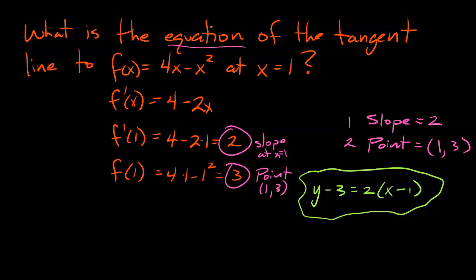Now, these are going to be the two main kinds of questions you're going to run into for tangent lines. Sometimes you are going to be asked to find the slope of the tangent line. Sometimes you're going to be asked to find the equation of the tangent line. They definitely involve similar work and similar steps, but your answers are obviously very different. So you just have to make sure to read the wording of what's being asked of you.